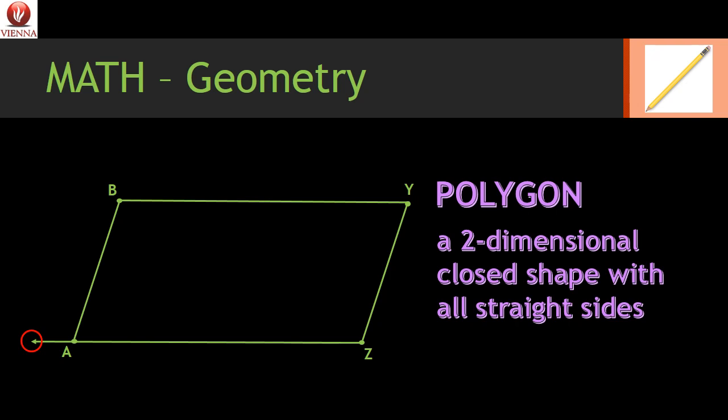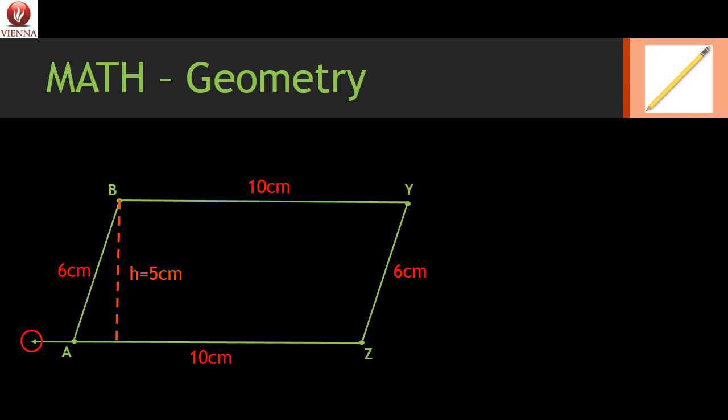So back to the polygon. Here we have, again, a parallelogram. And if we give it some dimension, you can see that the base is 10 centimeters and the sides are 6 centimeters. Now, a height would always be drawn in perpendicular to the base. In this case, the height is given as 5 centimeters. Now, you'll notice that the base, 10 centimeters, is equal in length to the other base, and that the sides are also equal at 6 centimeters apiece. That will become important as we get into angles.